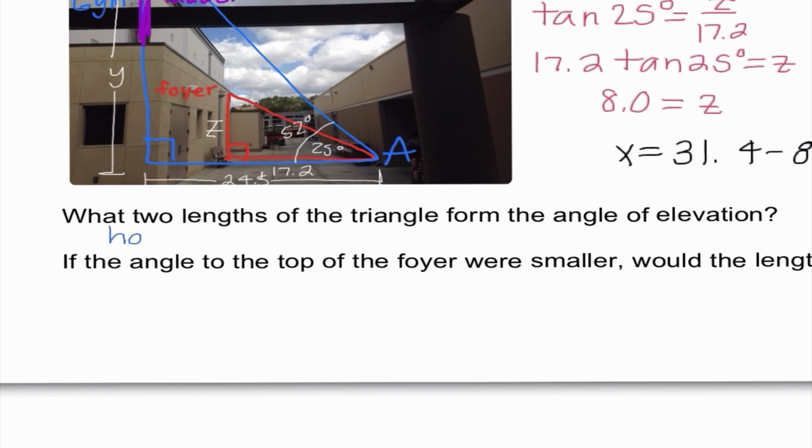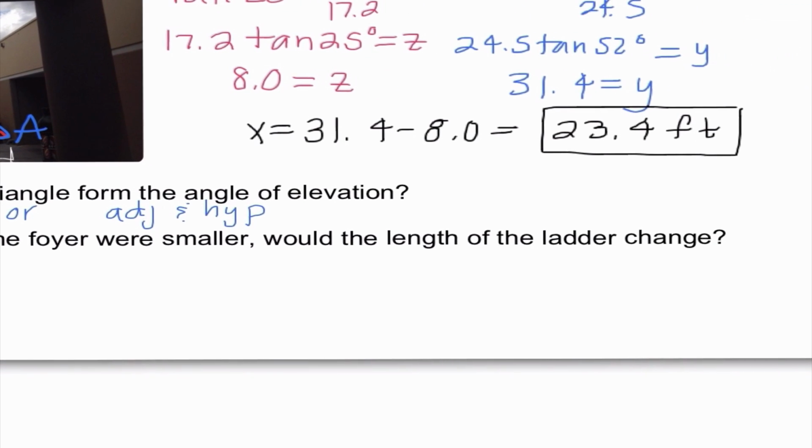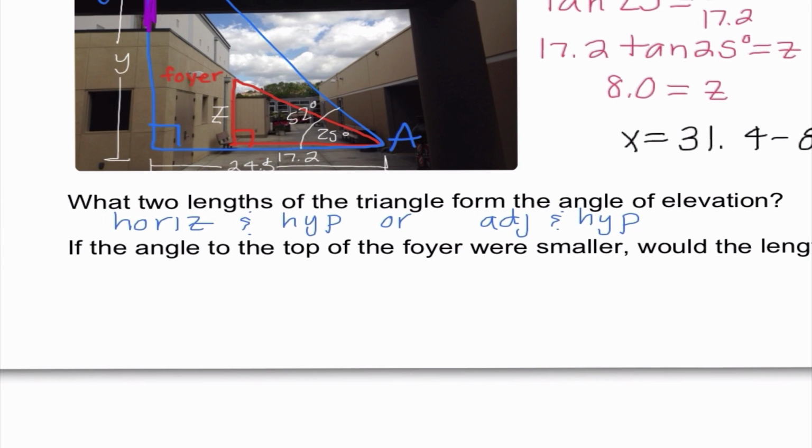And I'm going to say it's the horizontal and the hypotenuse. Or we could have said that it was the adjacent and the hypotenuse. My other question is, if the angle to the top of the foyer were smaller, would the length of the ladder change? And our answer obviously is yes.